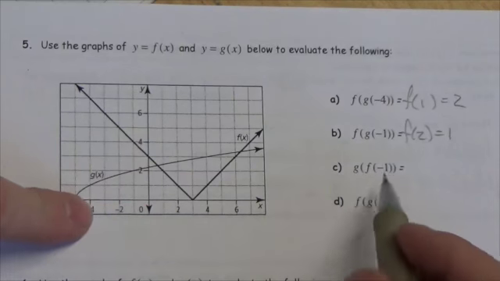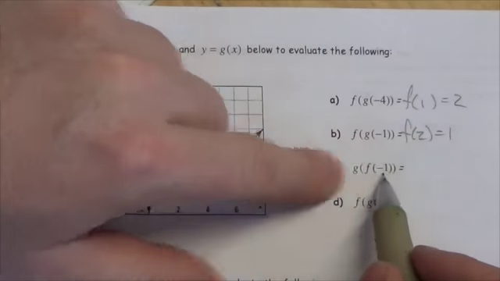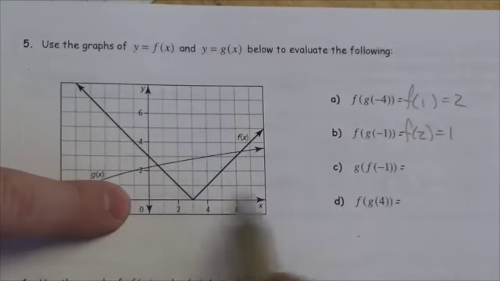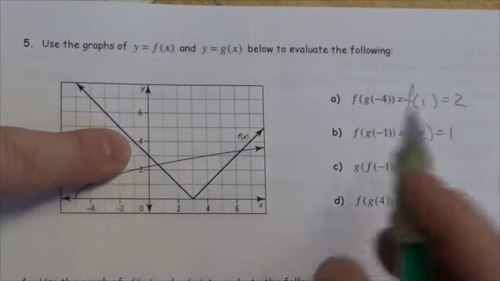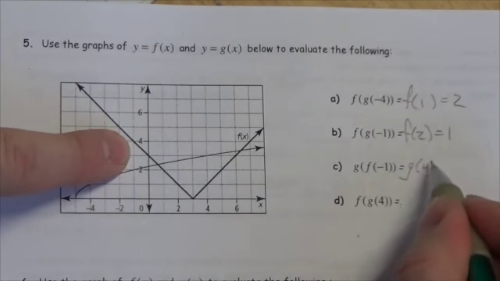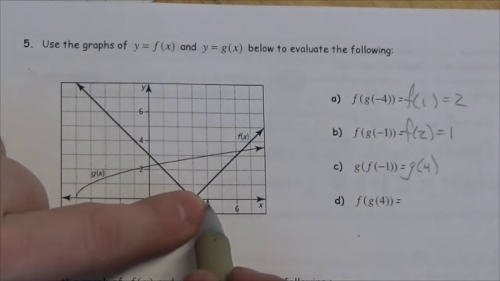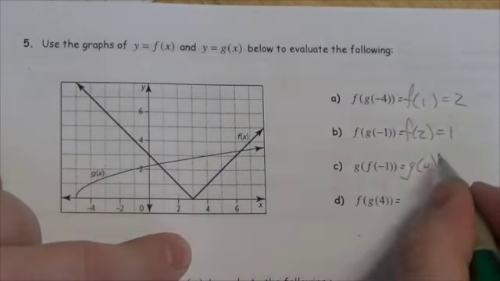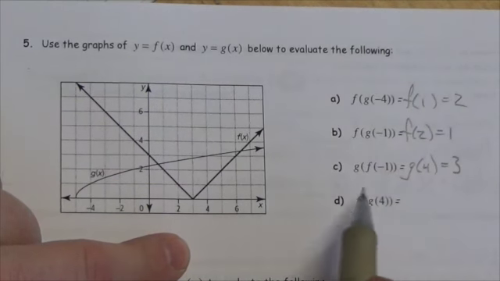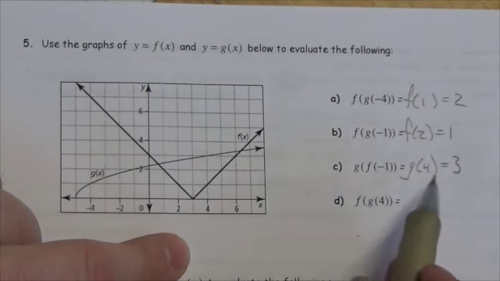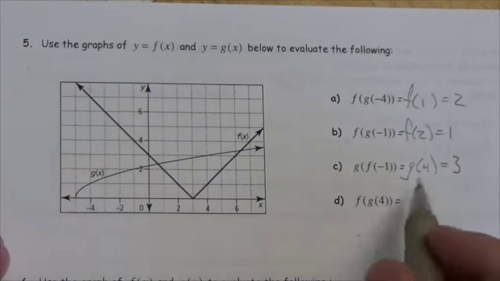Now we switch order here. Again, start on the inside though, negative 1. So we're starting at negative 1 here. F of negative 1 is 4. So this will be the same as g of 4. Then I go over to 4 here and go up to g, and I get 3. G of 4 is 3. So g of f of negative 1 is 3.